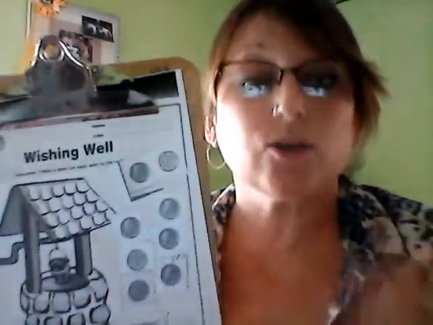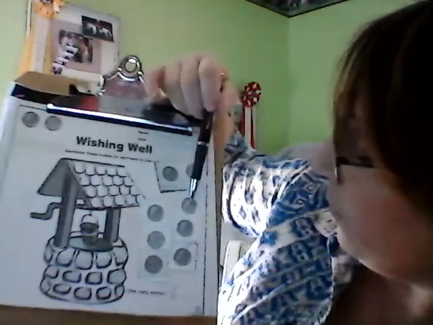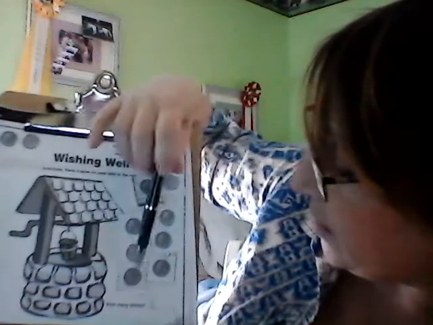When we have nickels, we count by fives. And when we have dimes, we count by what? Tens. 10, 20, 30, 40. Okay, you guys ready? Here we go. 10, 20, 30, 40, 50, 60, 70, 80. So 8 times 10 is 80.